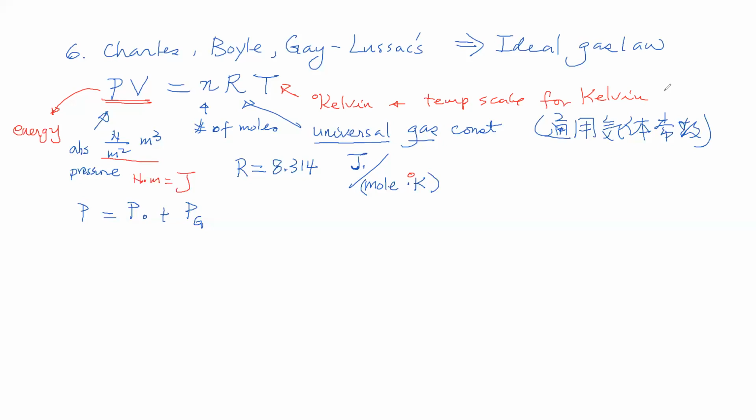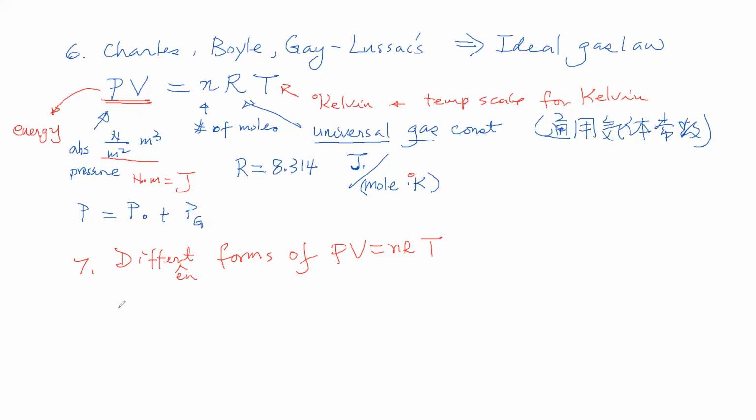So that's that. And then we're going to introduce the so-called additional equation here, the different form of the ideal gas law. So this is the different form, D-I-F-F-E-R-E-N-T, right? Different form of PV equal to nRT.